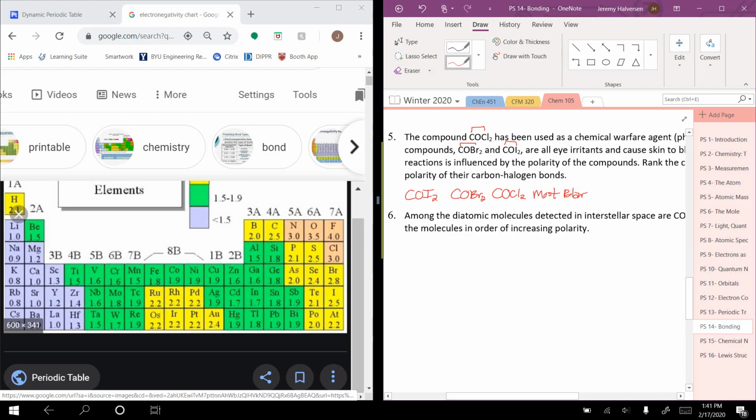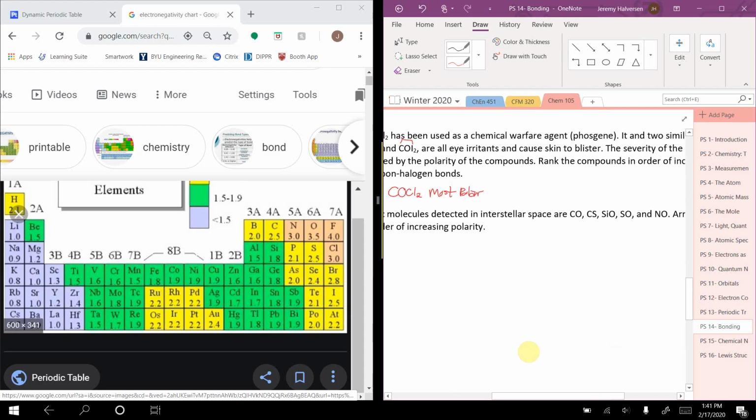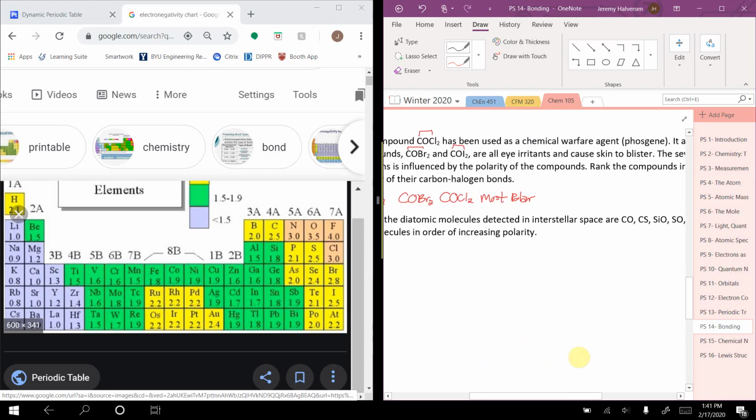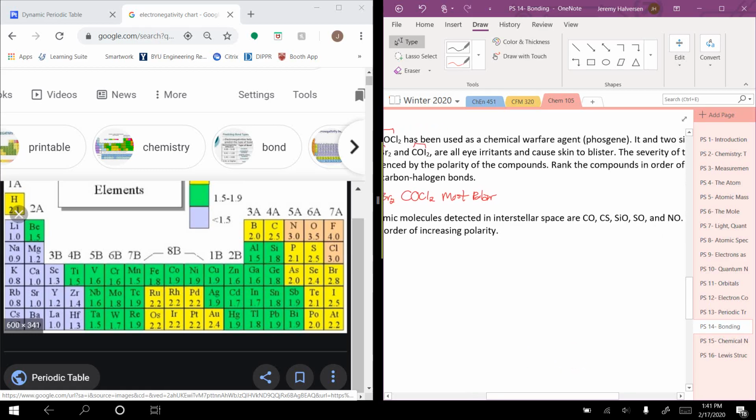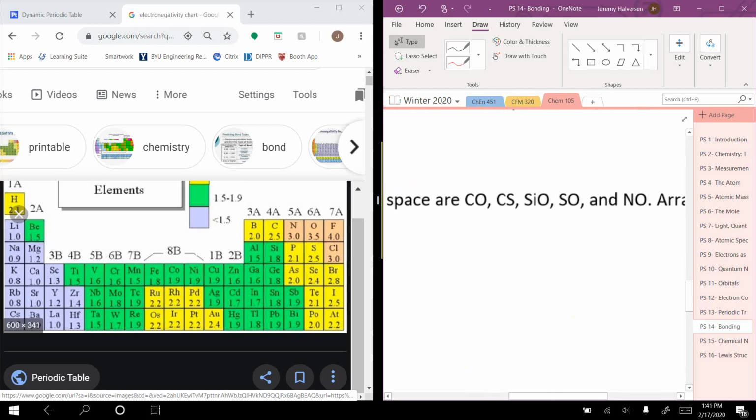All right. Among the diatomic molecules detected in interstellar space are CO, CS, SiO, SO, NO, arranged in order of increasing polarity. Okay, so we're literally just going to be looking at difference in electronegativity. So, CO, what's the difference? C to O, 3.5 minus 2.5 is 1. CS, 2.5 and 2.5, that's 0. Silicon, 1.8, and oxygen, 3.5, that's a difference of 1.7. And then SO, 2.5, that's 1. And then NO is 0.5.